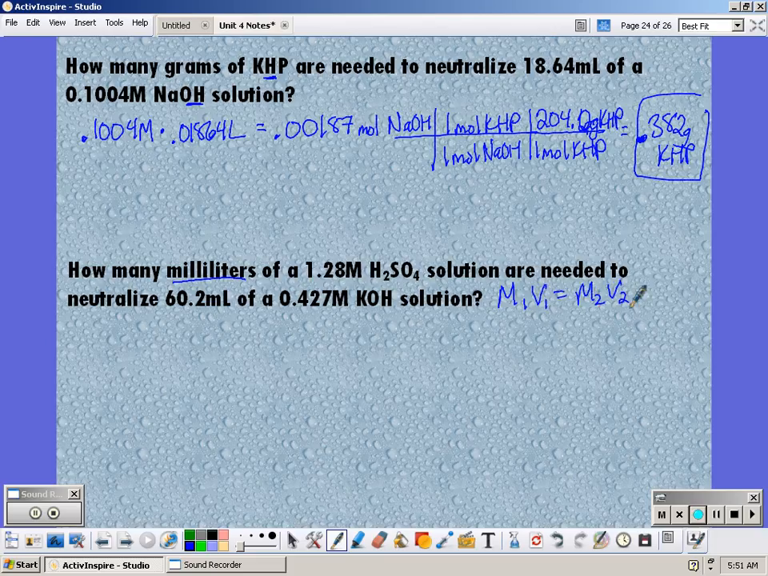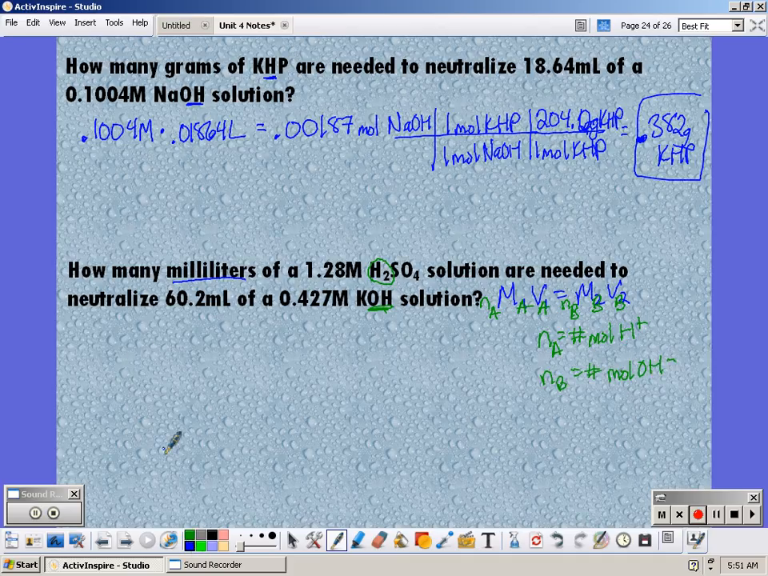However, it's an acid-base problem, so we have to take into account that we have 2 hydrogens here and 1 set of hydroxide. So we typically say NaMaVa equals NbMbVb. N is the number of moles, and because this is an acid-base reaction, it's the number of moles of hydrogens for our acid and the number of hydroxides for our base. So then we can just plug in our numbers.